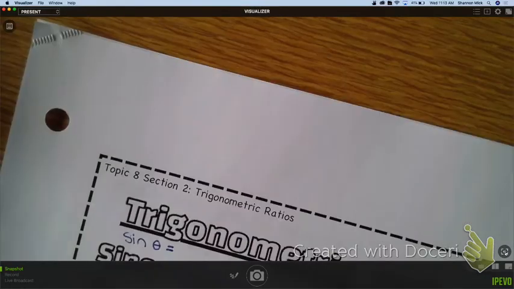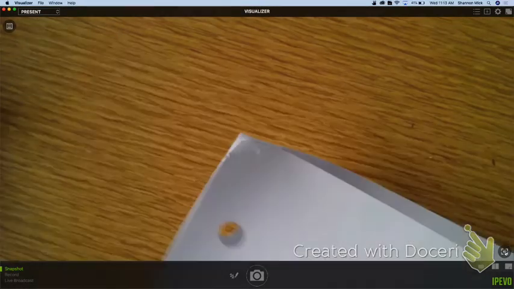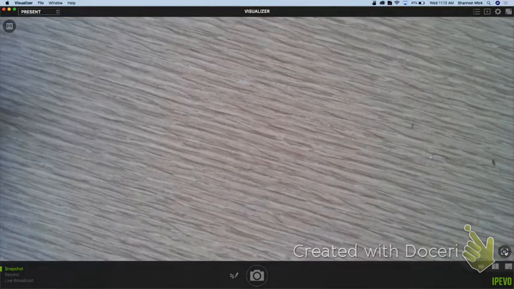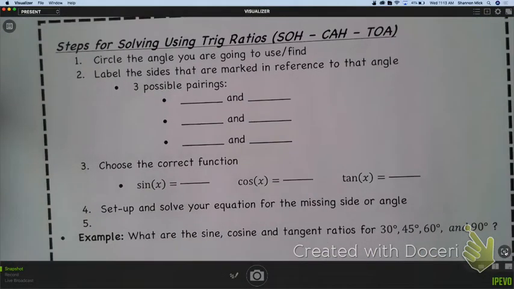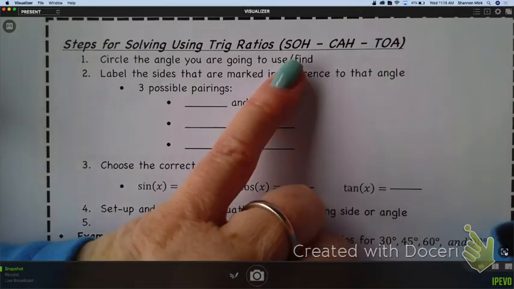Now, has anybody ever heard somebody say, well, just use SOHCAHTOA? No. Never heard it? You will. You hear it all the time. Your brother said it to you yesterday, right? Totally.